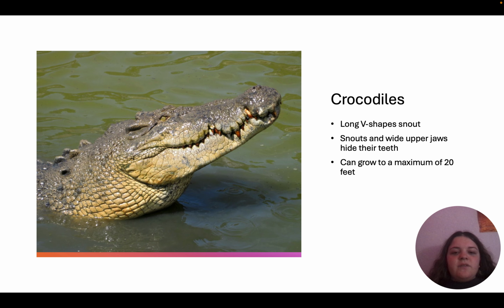A crocodile has a long V-shaped snout. Crocodile snouts and wide upper jaws allow them to hide their teeth and therefore deliver a stronger bite. A crocodile can grow to a maximum of 20 feet, and crocodiles prefer brackish water near coastlines.